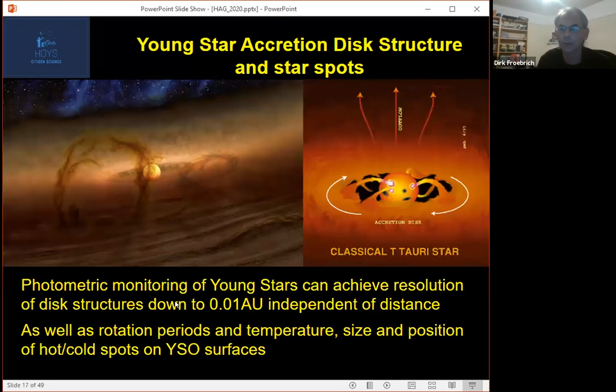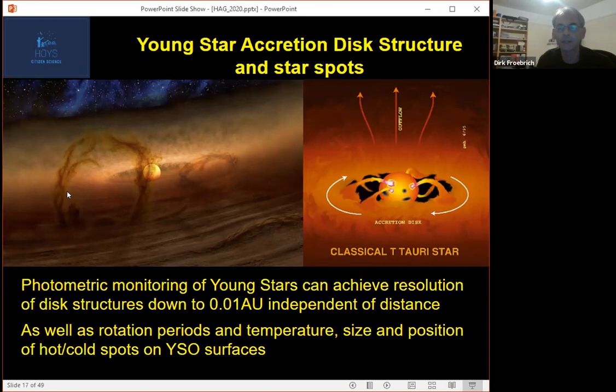So to summarize, what we're trying to do with this, monitoring the brightness of these stars, is two main things. We can look at the structure of these disks in very, very small detail, which we then can feed into computer models and test planet formation theories. And we can also map out the surfaces of these stars: after measuring the periods, we can measure the temperature, the size and the positions of these spots and see if and how they move around on the surface.